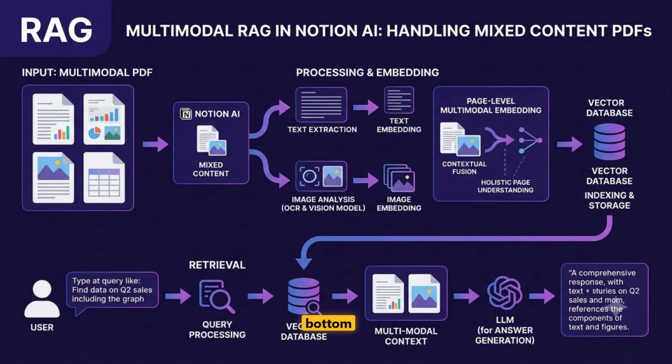Now trace the bottom flow from left to right, starting at the user icon. When a user prompts find data on Q2 sales, including the graph, query processing routes the search straight into the vector database, the system retrieves page-level multimodal context and passes it directly to the LLM for answer generation block. This generates a complete response with text and figures, referencing exact visual metrics as shown in the callout box at the bottom right. Next, let us talk about what building this means for you as an engineer in 2026.